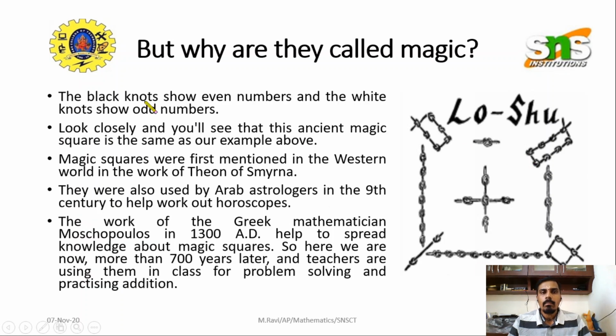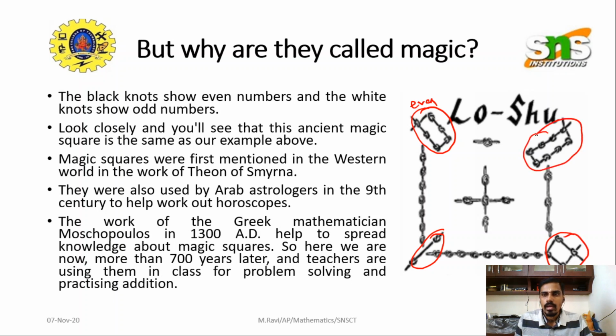The black knots show even numbers. These are all even numbers, the corners. Similarly, the white knots show odd numbers. These are all white knots, and these white knots show odd numbers.